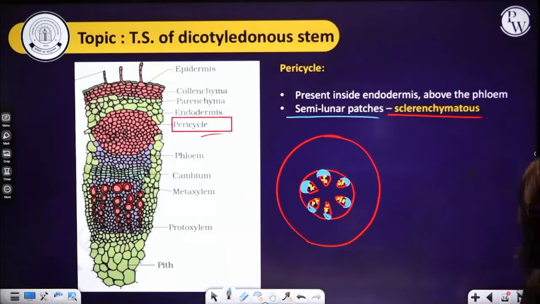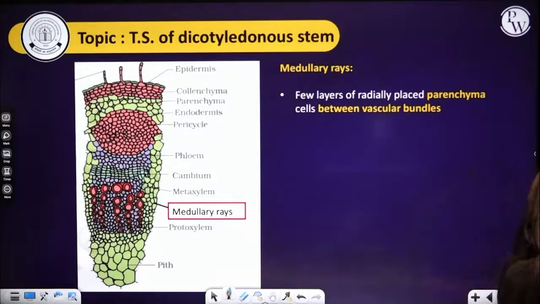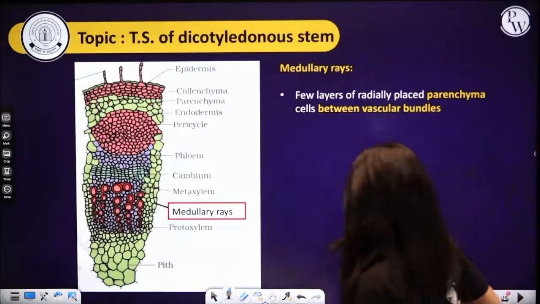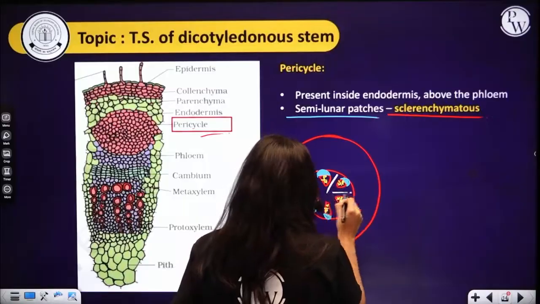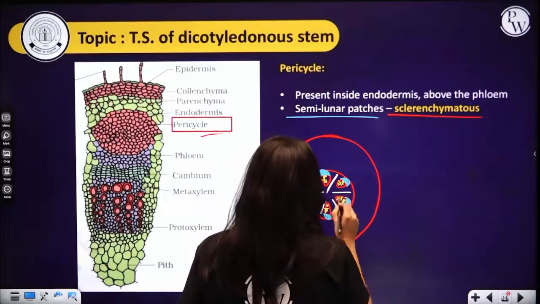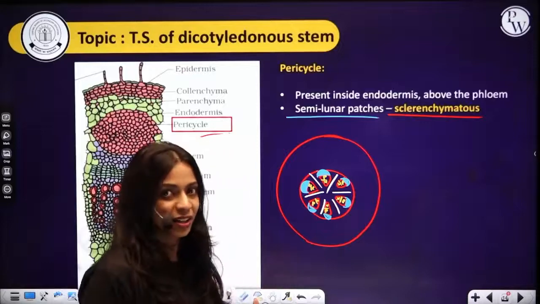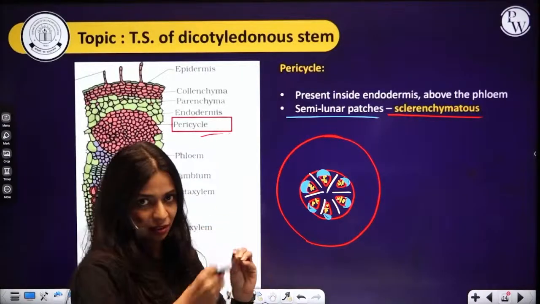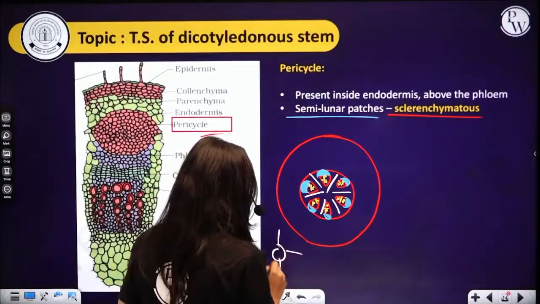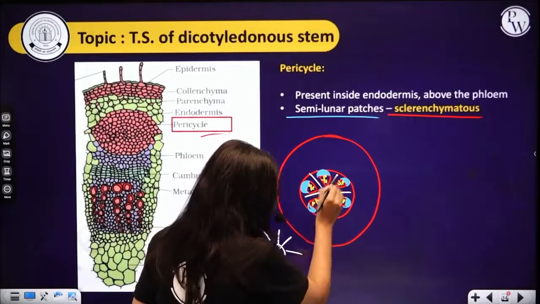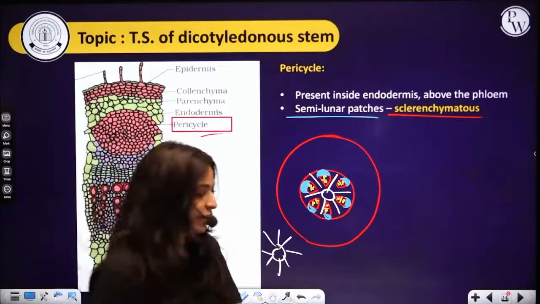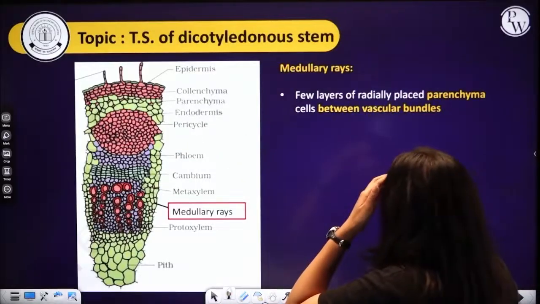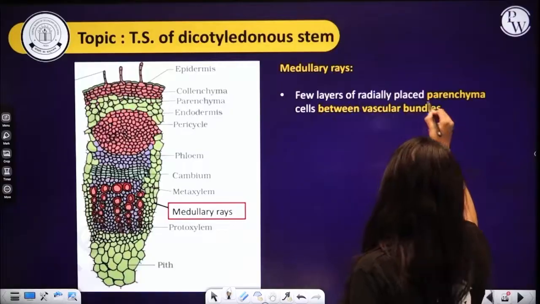Now let's move on and talk about the medullary rays. Now what are these medullary rays? Medullary rays are the parenchyma cells that are present between the vascular bundles. Over here between the vascular bundles you will have parenchyma cells, wherever I'm highlighting. These are called medullary rays. Why do we call them medullary rays? Because they are radiating from the center, right? How do you draw sun rays? Sun rays you draw like this. Similar to sun rays, you have parenchymatous cells that are radiating from the central pith. That is why we call it the medullary rays. Again, these are also parenchymatous.